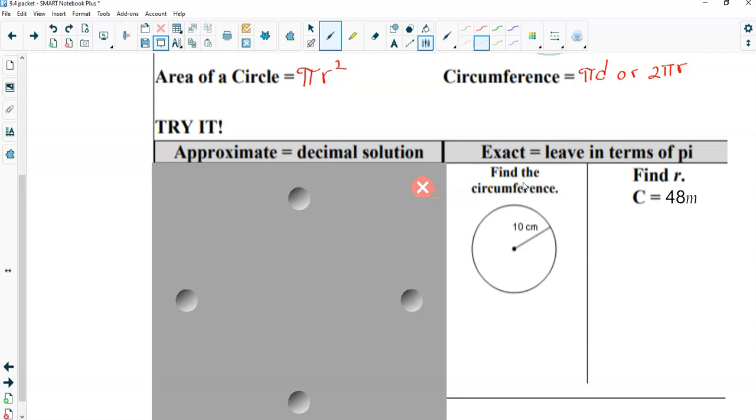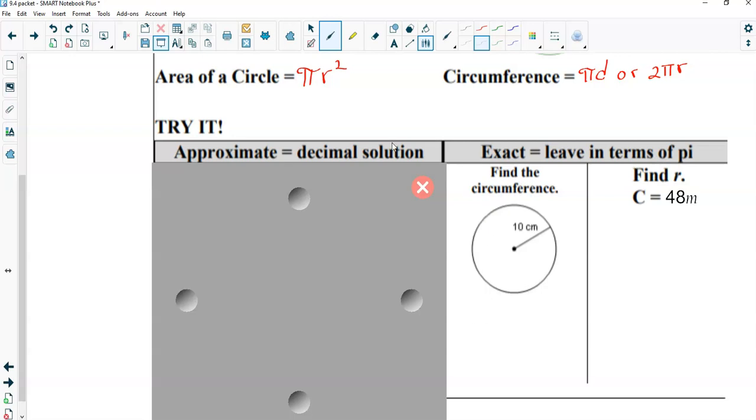So it says find the circumference of this circle right here. Circumference is how long is the circle, right? If I start here and I go around in a circle and I stop back at the same place, how long is it if I put it in a straight line? That's what the circumference is. And it says leave it in terms of pi.